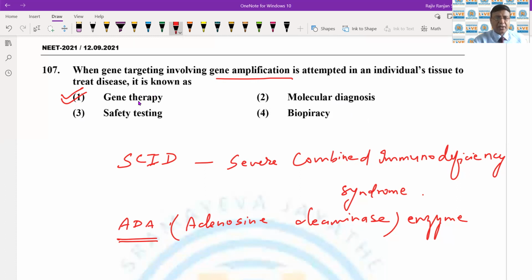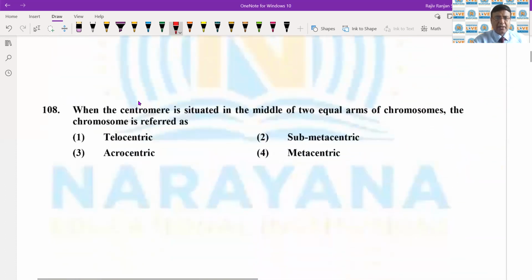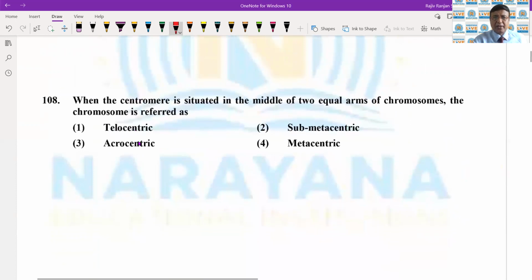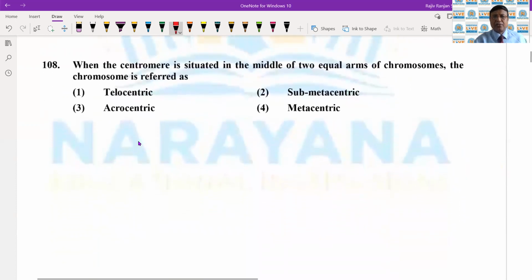So let's now see question number 108. When the centromere is situated in the middle of the two equal arms of chromosomes, the chromosome is referred to as 1. Telocentric, 2. Submetacentric, 3. Acrocentric, and 4. Metacentric. So the correct option is 4, metacentric. If we see these figures, it will be more clear.